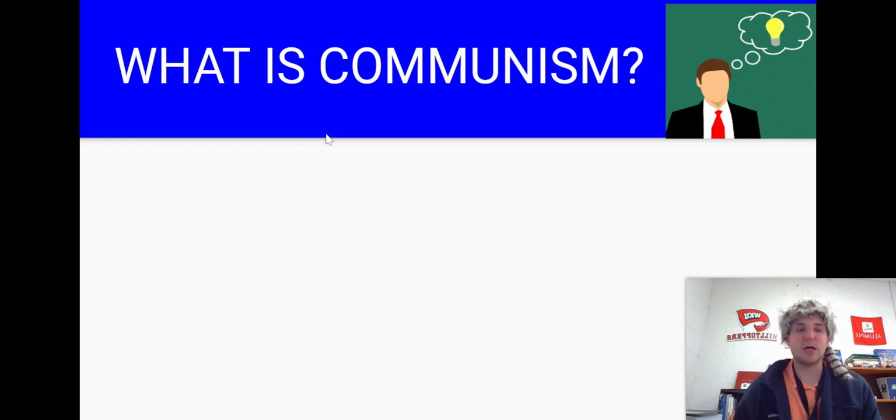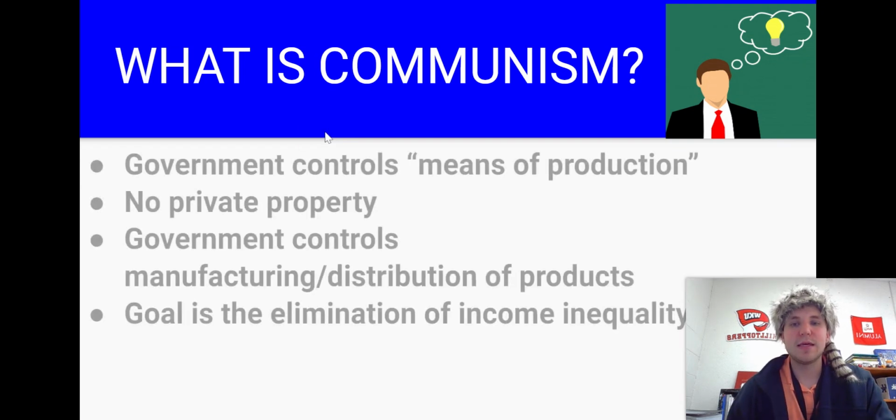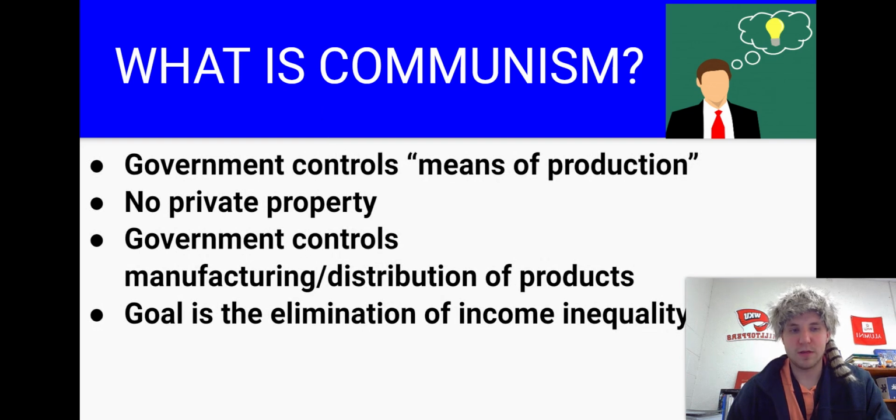Here is the big key to communism. Communism is government control. That is the biggest key. The government controls the economy. They control the means of production. In other words, the resources that are used to make goods, and the goods themselves. They are in direct control of the factories.